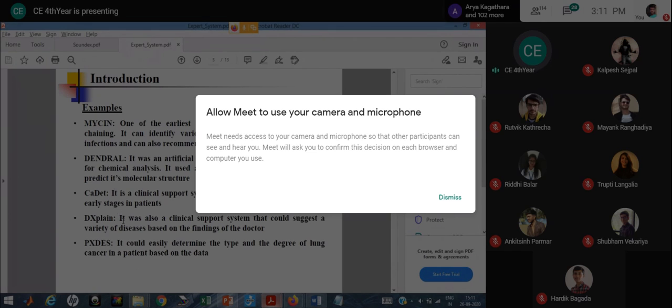The other is DXplain. It was also a clinical support system that could suggest a variety of diseases based on the findings of a doctor. And another example is PXDES. It could easily determine the type and the degree of lung cancer in a patient based on the data. So these are the various examples of the expert system.